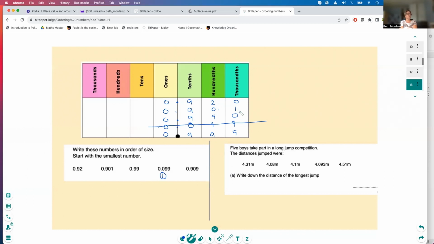0.1 is smaller, so that'll be the second one. The 0.9 is bigger. So I can now go, right, I've used that one. So 901, think about it like that, 909. I've now got 920 and 990. Well, 920 and then 990 in that order. And then we've got them in order of size.